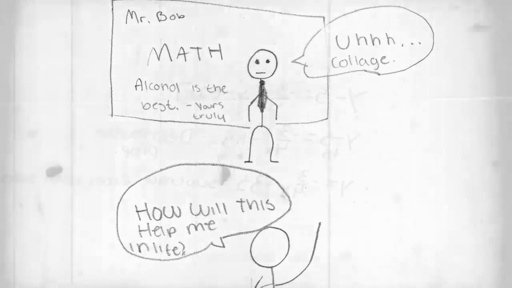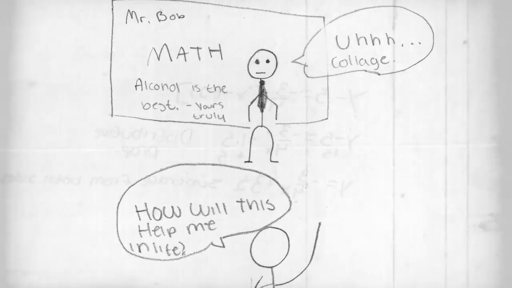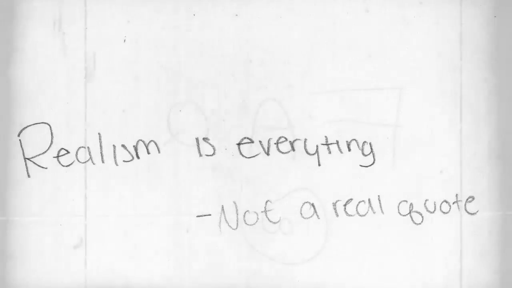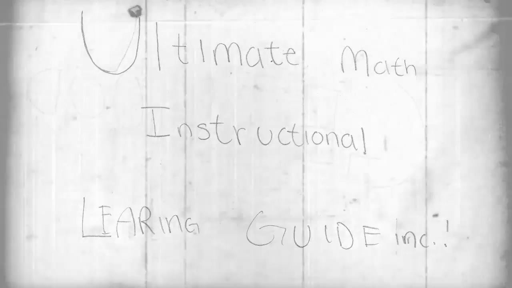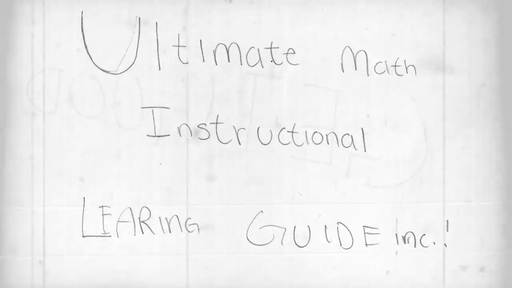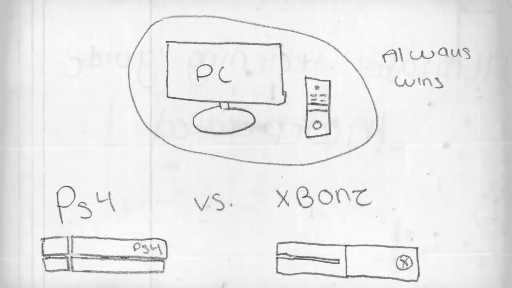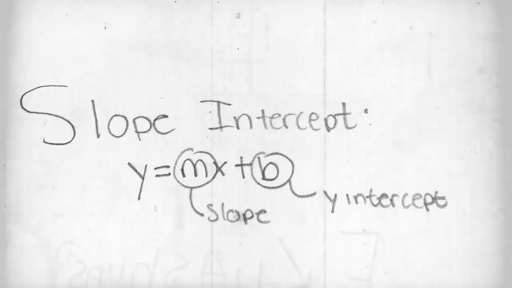One of the most frequently asked questions we get here at Ultimate Math Instructional Ultimate Learning Guide Incorporated is, why do we learn this? And how will this help me in life? Well, the simple answer is that in order to get to college, you're going to have to know this. But the more realistic answer is that you can apply this to your daily needs. How, you might ask? This can help you pick a better phone plan, or which game console to get based on how many games you buy per month. So, let's try applying this to real life. You will mainly use slope-intercept form for this.